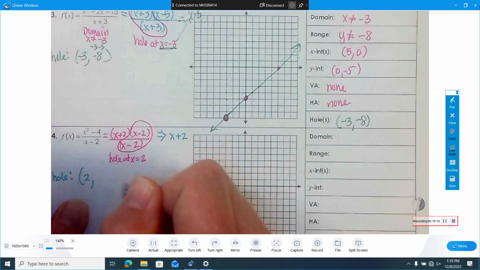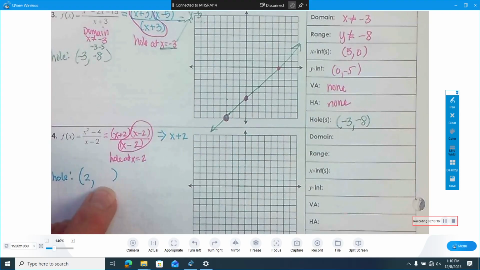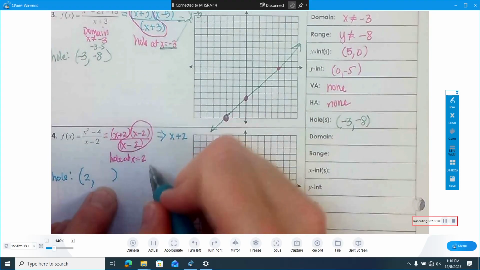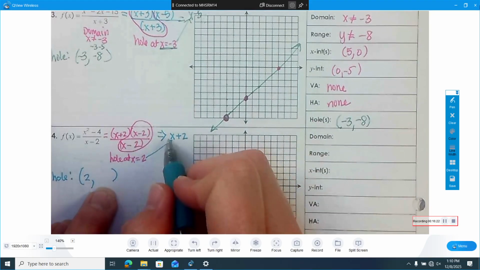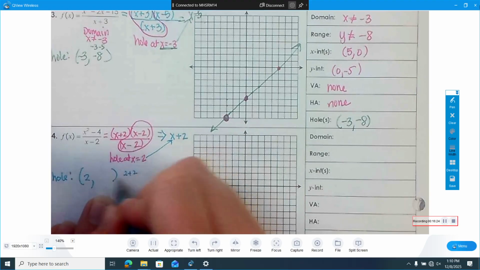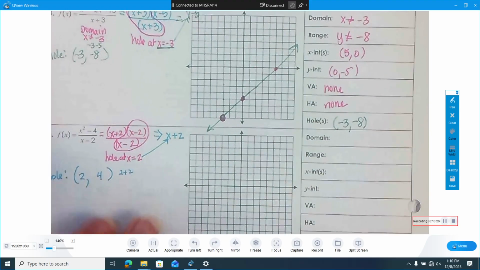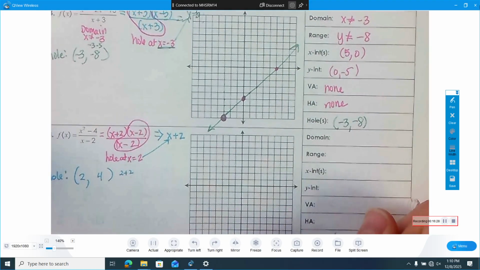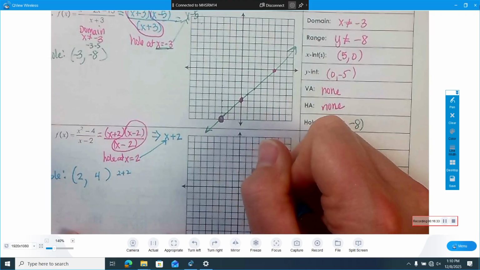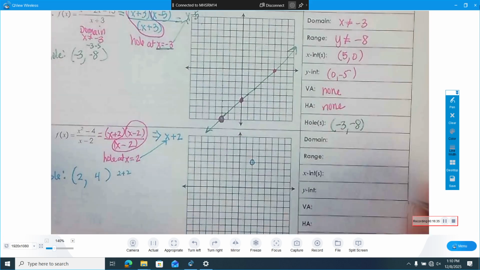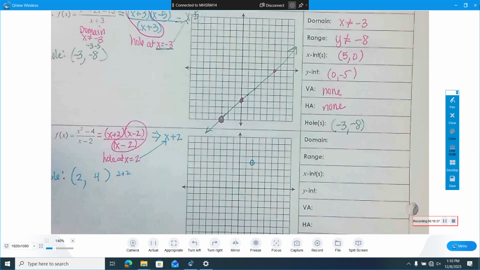The x value is 2. How do we figure out the y value? Yeah, you just take that and plug it into the simplified function. So 2 plus 2 gives us 4. So there is a hole at 2, 4. And then go ahead and plot that, 2, 1, 2, 3, 4, and make a little hole, it's not really there.